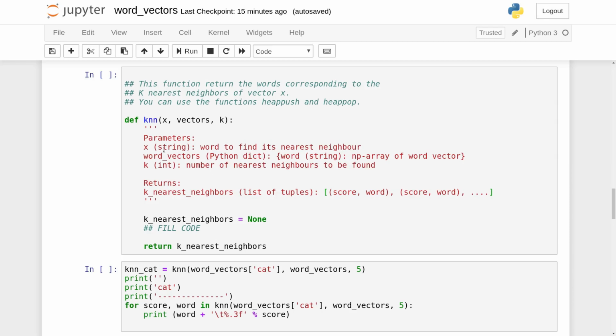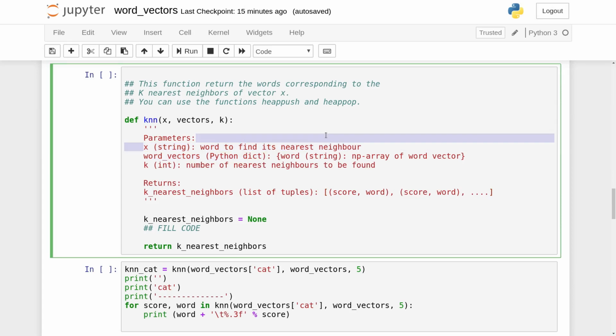Here we have x, the string that we need to find its nearest neighbors, and we have the word vectors dictionary as before, and then k is an integer, the number of nearest neighbors that we're going to find. The return value of the function should be a list of tuples, each being the score and the word. The score is the similarity, and the word is the word that gives this score.